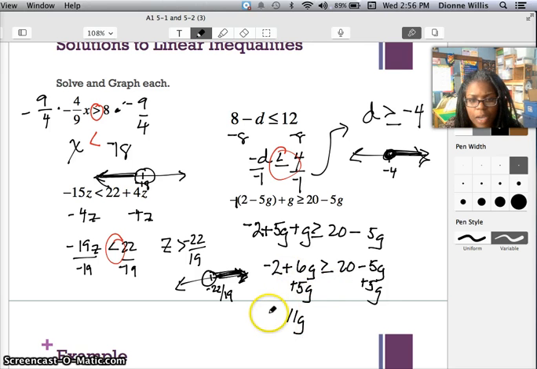All right, so I've got my -2 plus this. And now I'm going to add 2 to both sides. I'm left with 11g is greater than or equal to 22. No flipping is involved here because I'm dividing both sides by a +11. G is greater than or equal to 2.